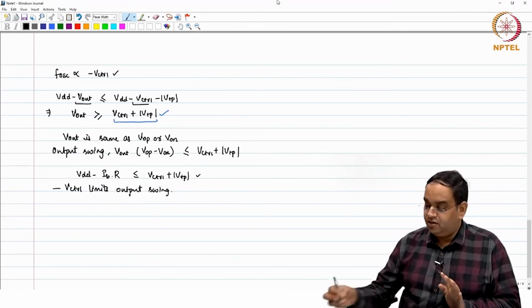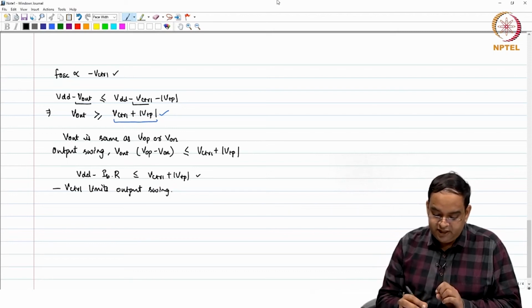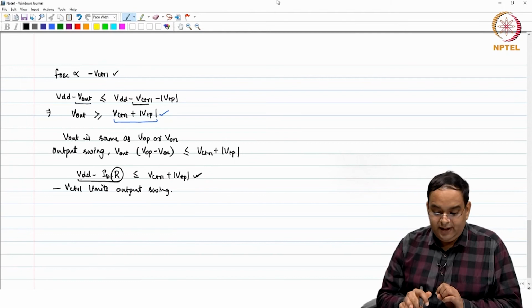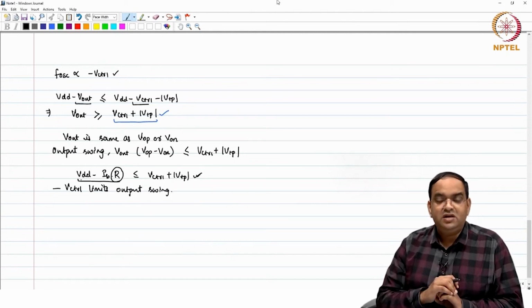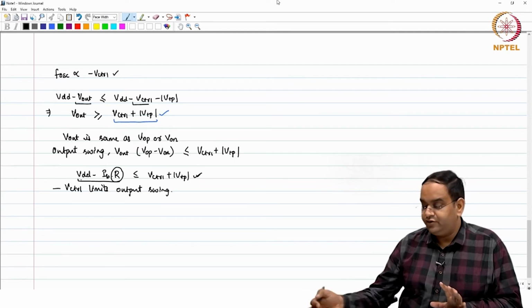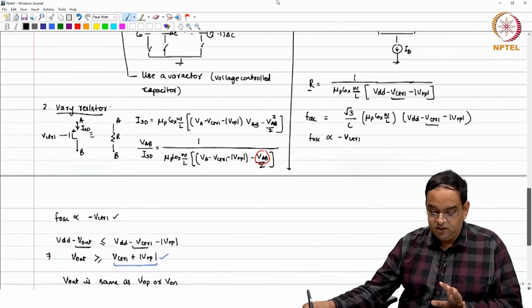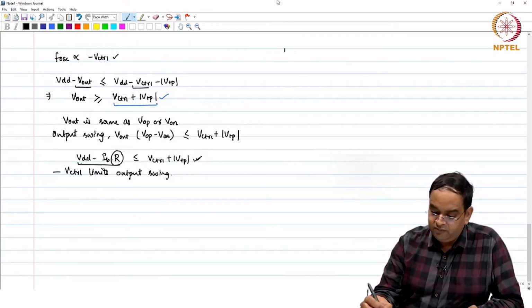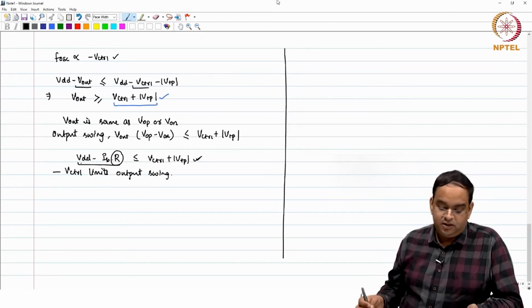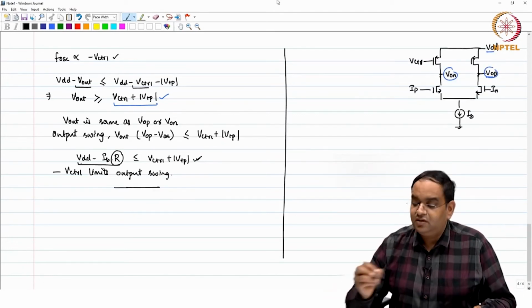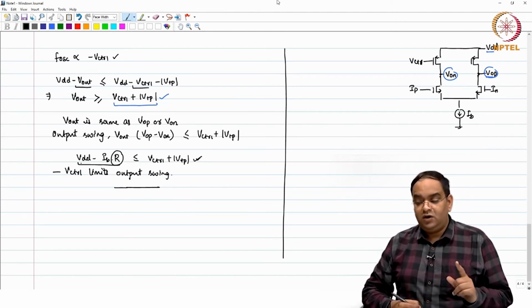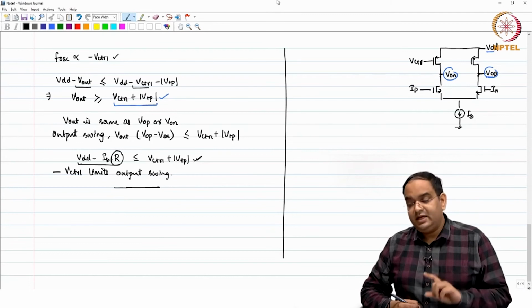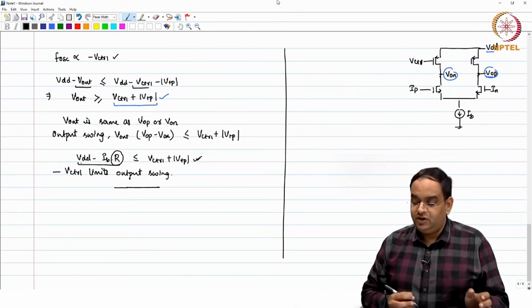That problem is not yet resolved, because even if I take this as just an upper limit, output swing is a function of R and output frequency is also a function of R. Okay. So, we will address this problem in a moment. If we look at our oscillator, we will look only at one particular cell of it. V control controls the output resistor and thereby controls the output frequency.